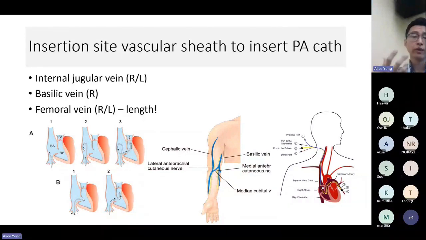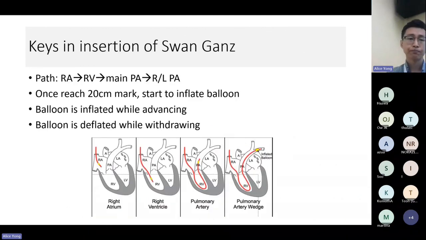It's more convenient for the patients to be discharged back home after 4 hours. You don't need to compress here, it's just at the hand. And thirdly, probably we can go through the femoral vein, which is actually a little bit hard for passing the Swan-Ganz.